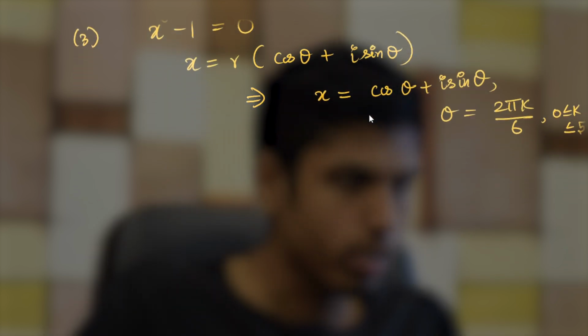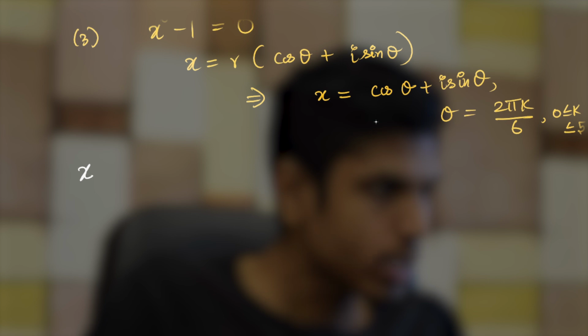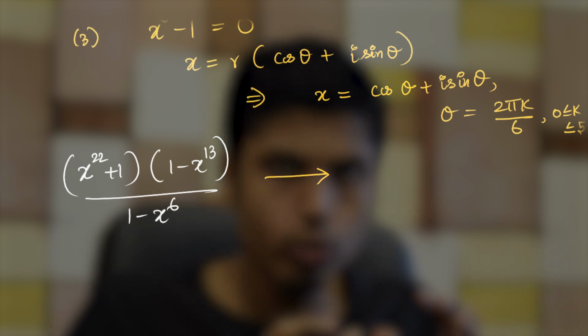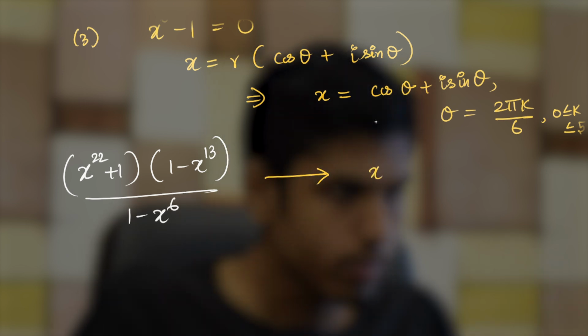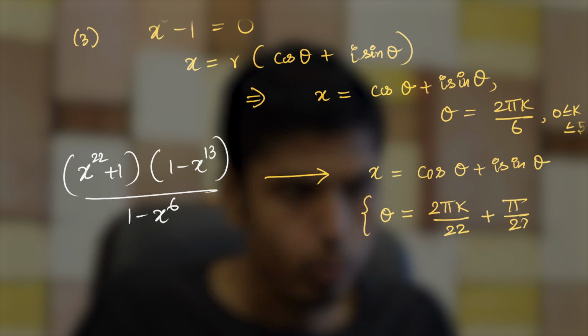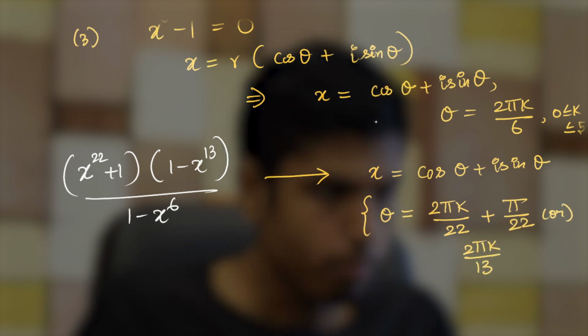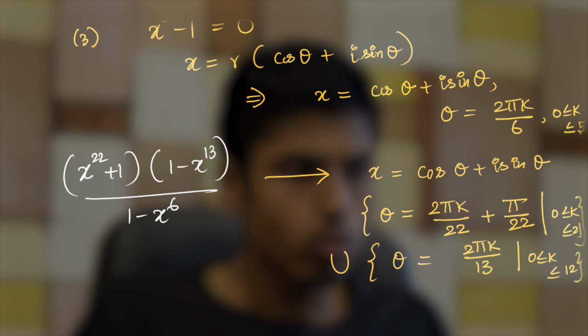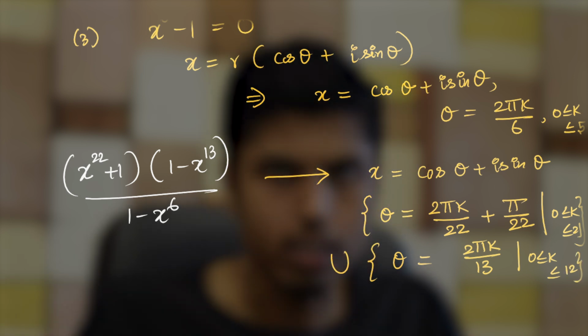So coming back to our actual expression, we have (x power 22 plus 1) times (1 minus x power 13) upon (1 minus x power 6). So combining all the roots of numerator, one would get the roots as cos theta plus i sin theta, where theta is of the form 2 pi k by 22 plus pi upon 22 or 2 pi k by 13. But over here, the value of k goes from 0 to 21, whereas in the second set, the value of k goes from 0 to 12. And the union of these two sets would be the entire possible set of angles.